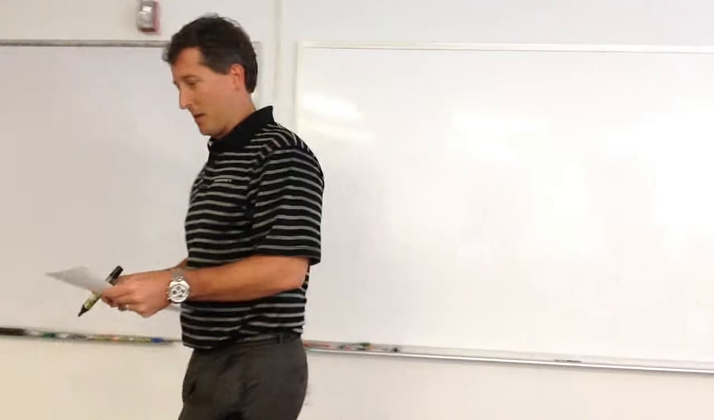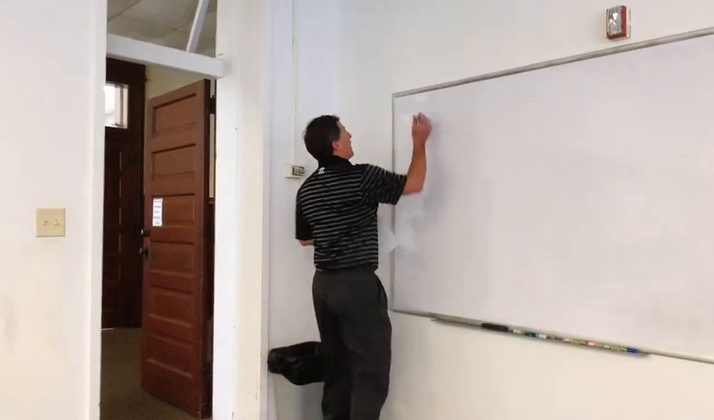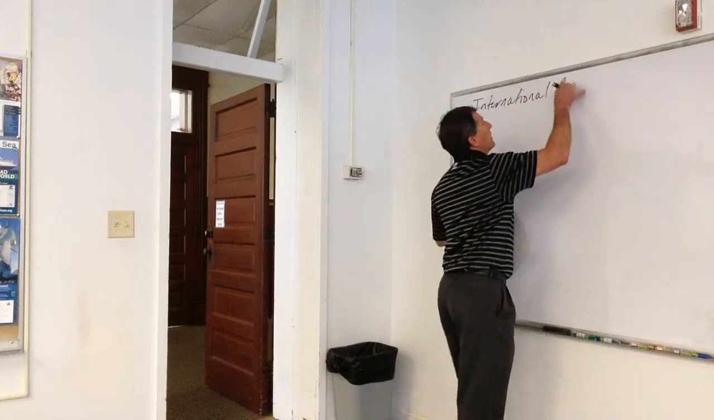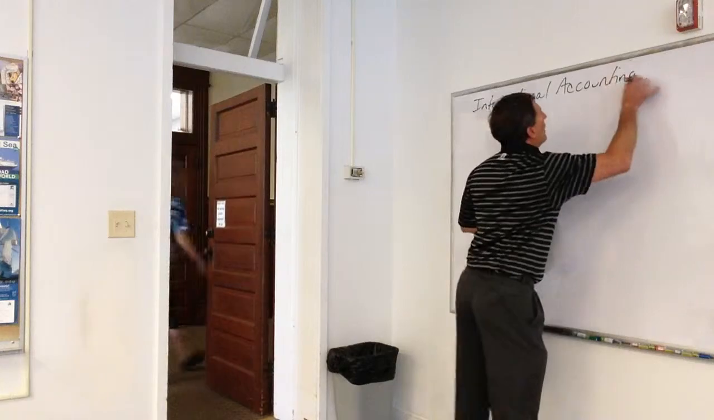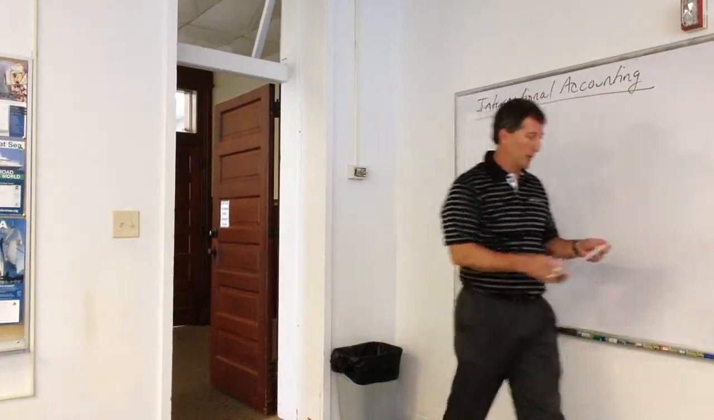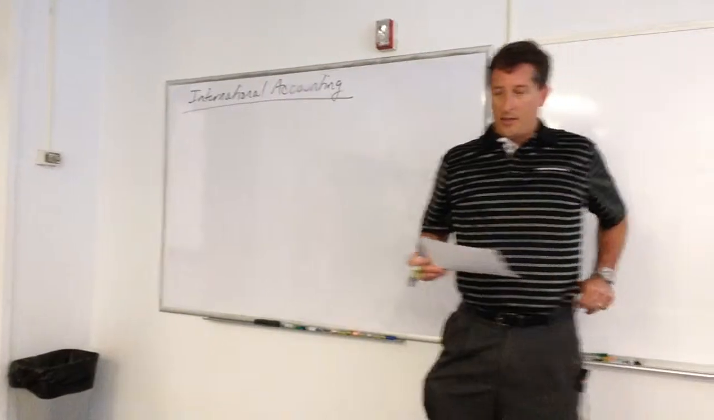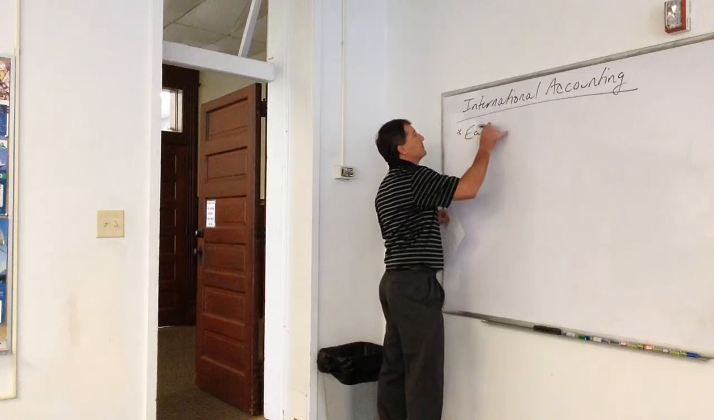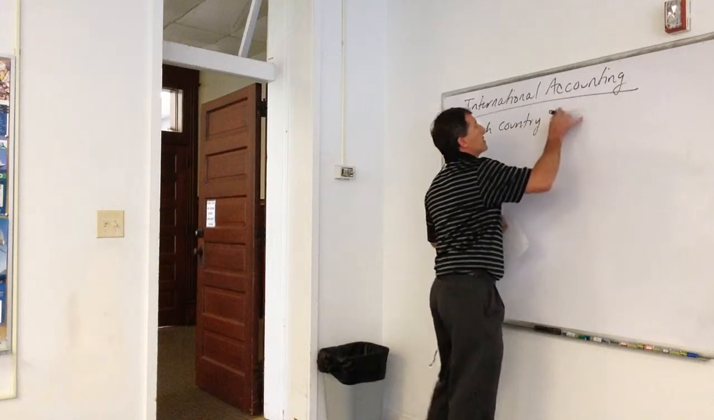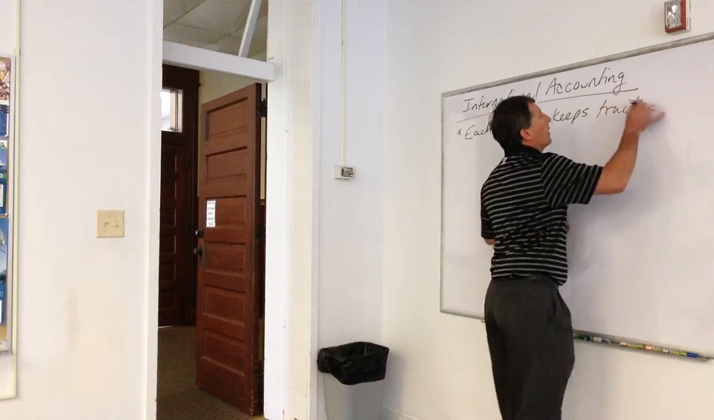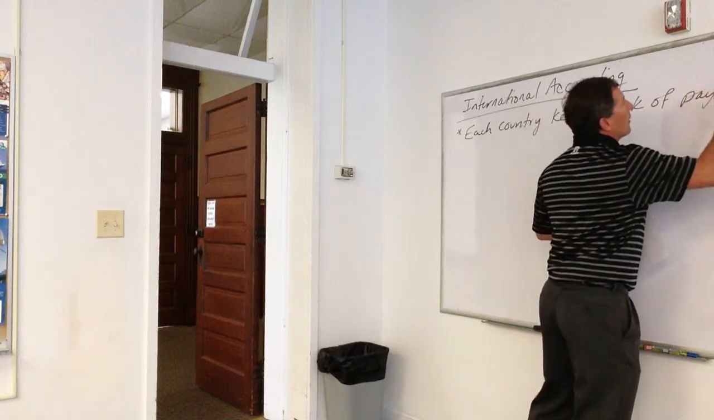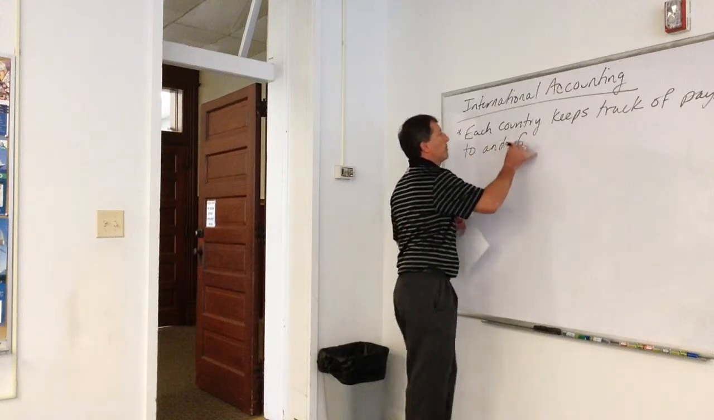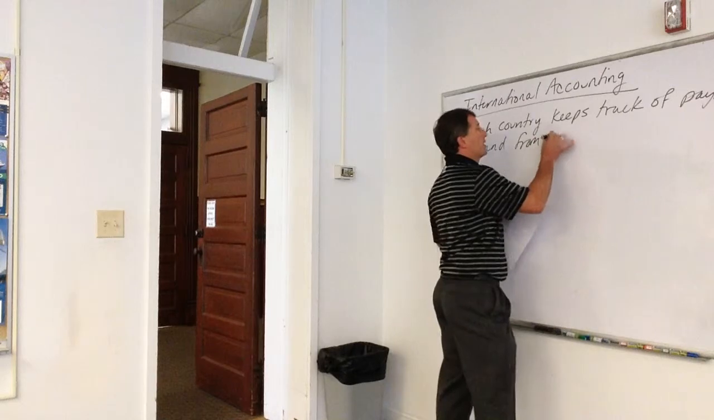Our final chapter. So I'm going to start off with some international accounting. How we keep track of the books. So, in general, each country keeps track of payments to and from other countries.